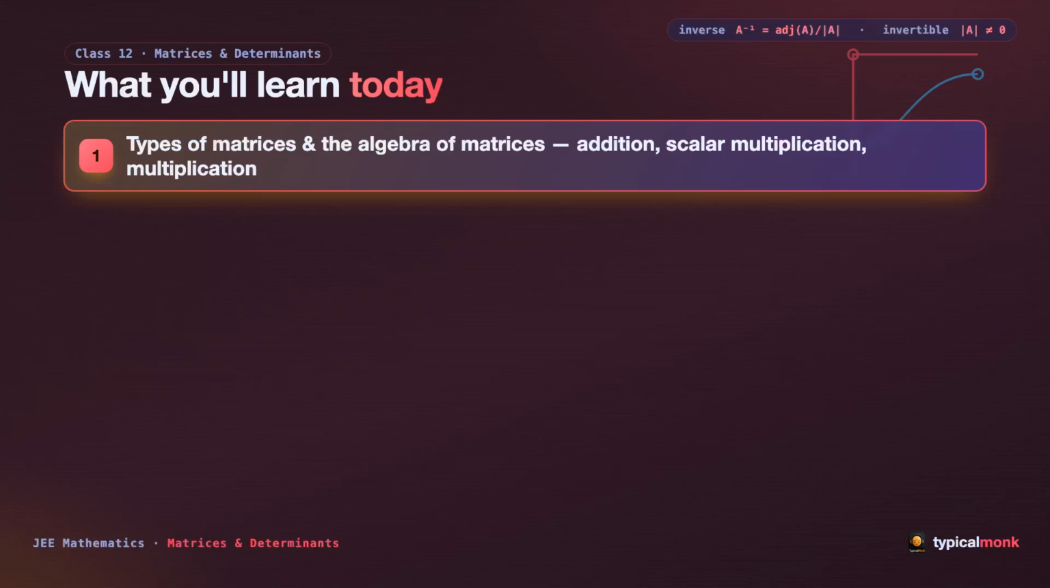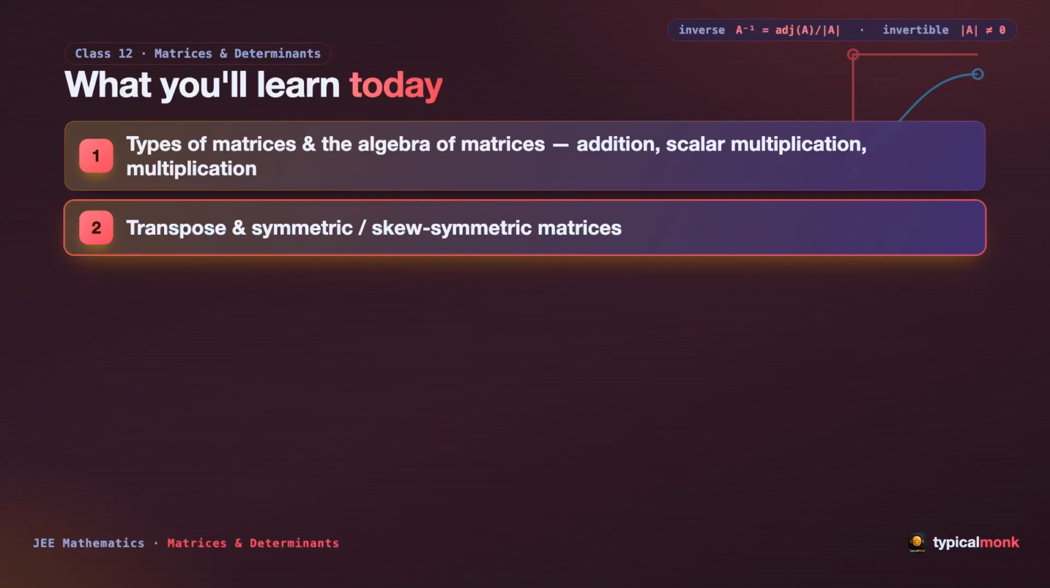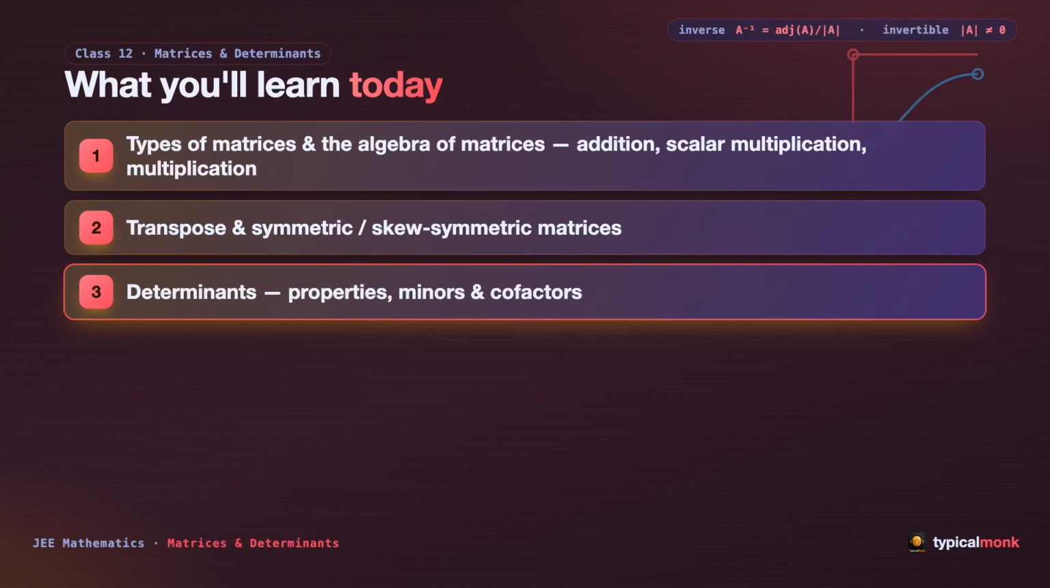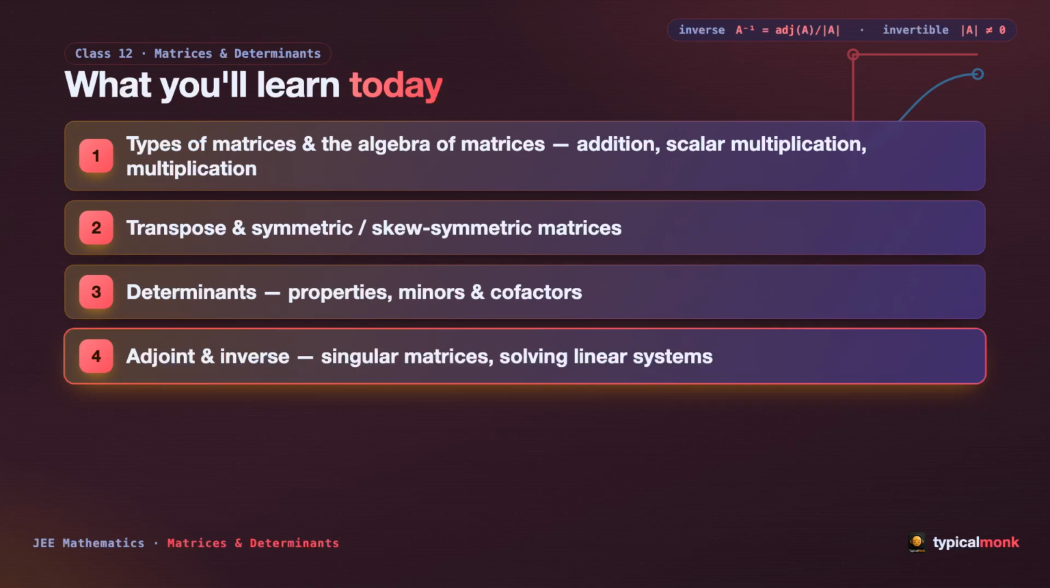So what will you carry home from today's class? First, the types of matrices and the algebra of matrices: addition, scalar multiplication, and multiplication. Second, the transpose and the symmetric and skew-symmetric matrices built from it. Third, determinants, their properties, and the minors and cofactors that build them. Fourth, the adjoint and the inverse, singular matrices, and solving linear systems.